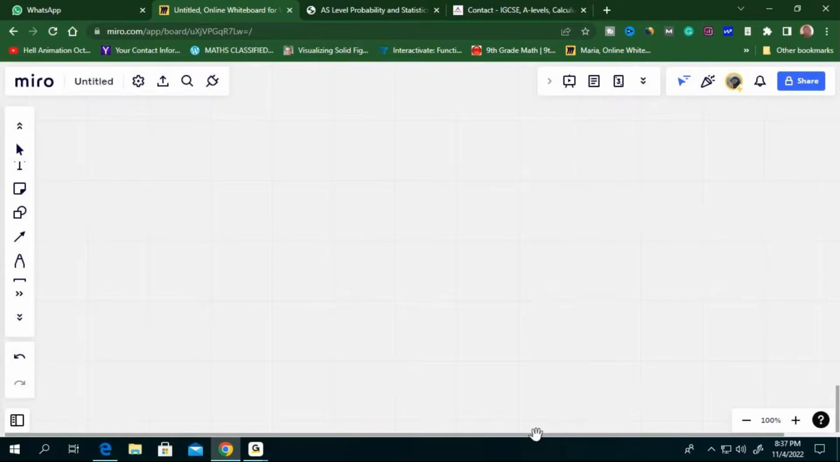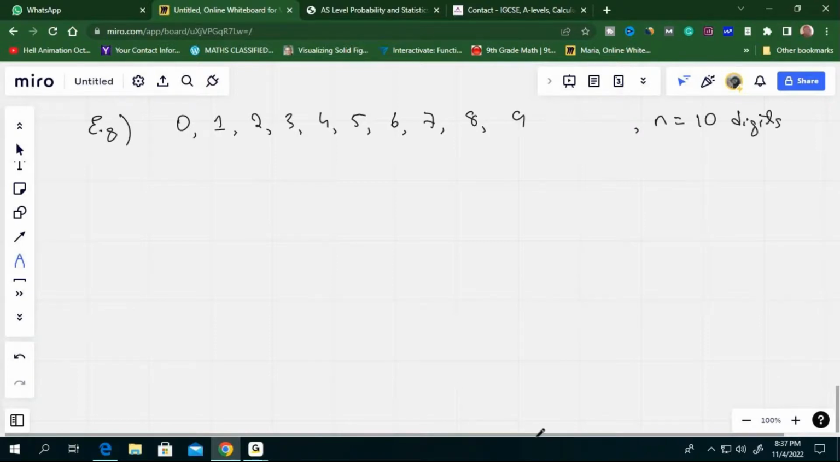Now, if I just place one extremely interesting and important question. If I just write here that I'm having whole numbers, a set of all whole numbers starting from 0 to 9, like that. This is telling me that I'm having n number of digits, n equals 10 digits. You can also notice here they are all unique.